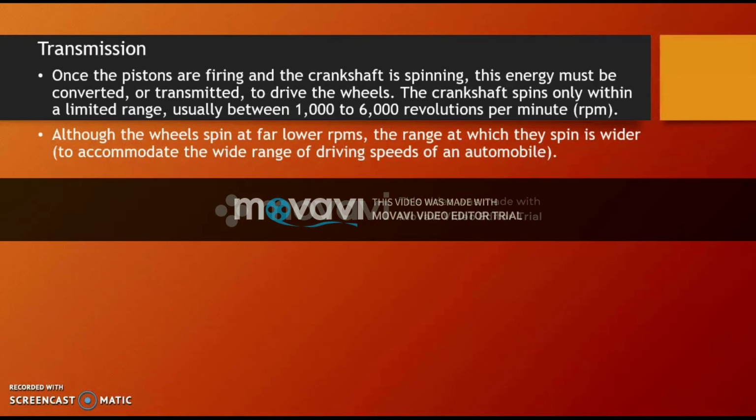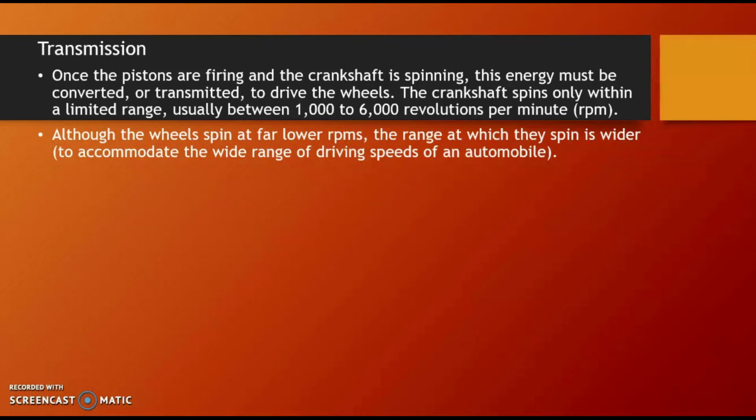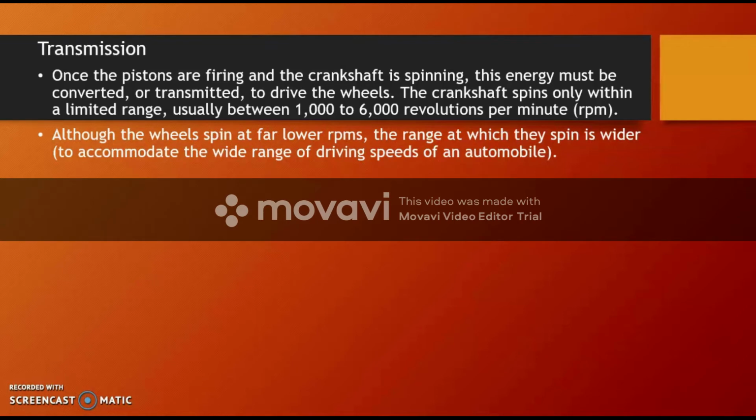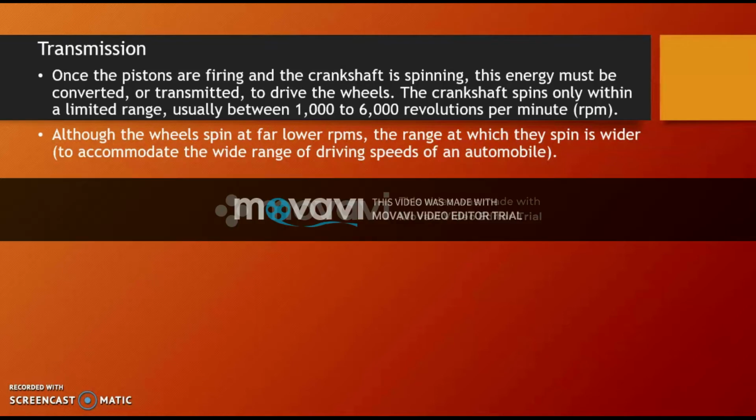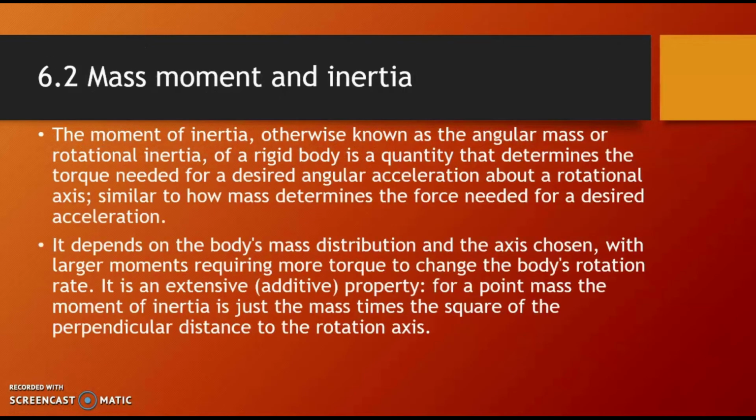Transmission. Once the pistons are firing and the crankshaft is spinning, this energy must be converted or transmitted to drive the wheels. The crankshaft spins only within a limited range, usually between 1000 to 6000 revolutions per minute. Although the wheels spin at far lower RPMs, the range at which they spin is wider to accommodate the wide range of driving speeds of an automobile.